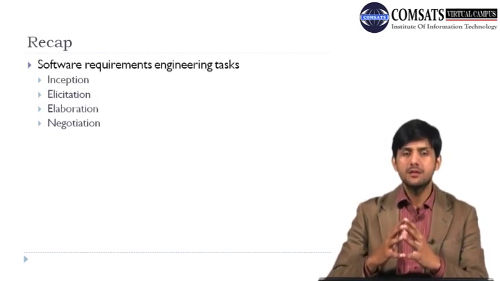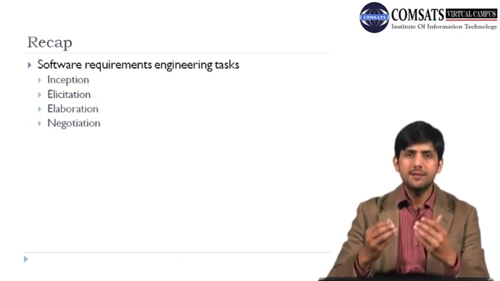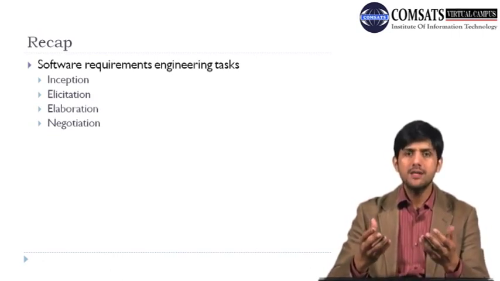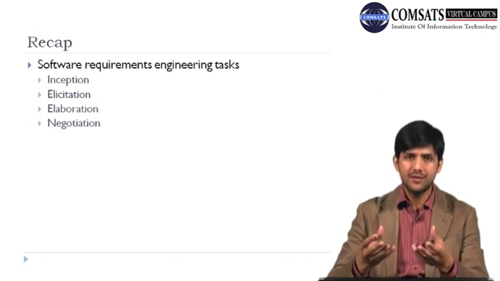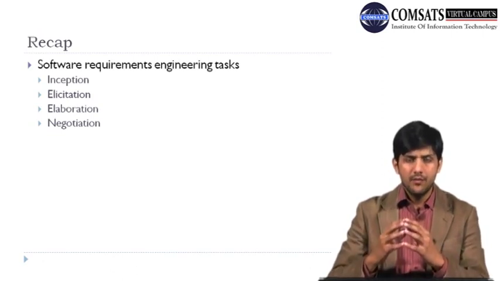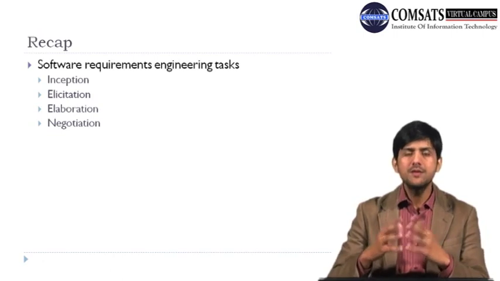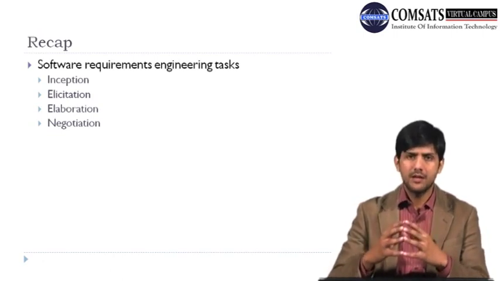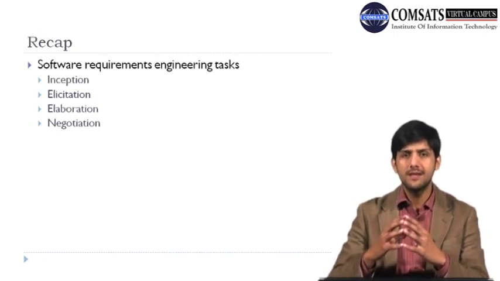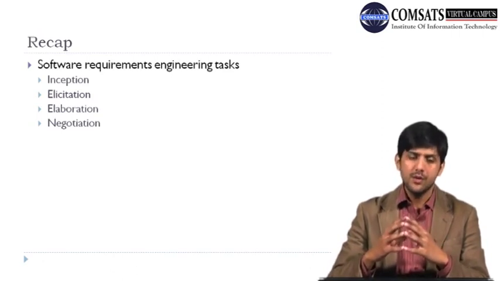Next up is the elicitation task, and in the elicitation task we try to get something from the customer. We try to identify the boundaries of our system, and there are different ways of eliciting requirements from the client, and we briefly talked about two different techniques. One of them was collaborative requirement gathering and the other was quality function deployment.